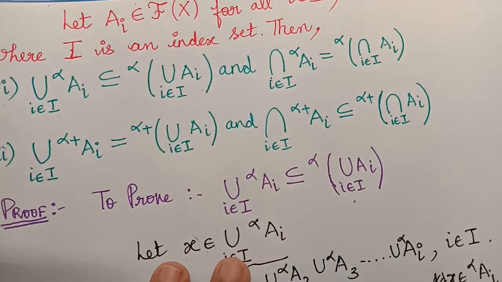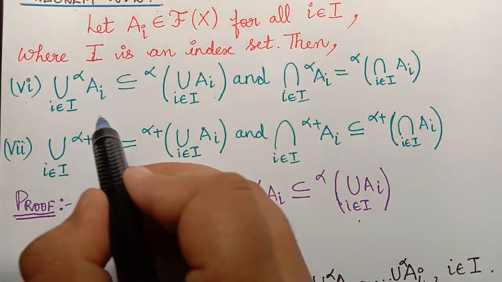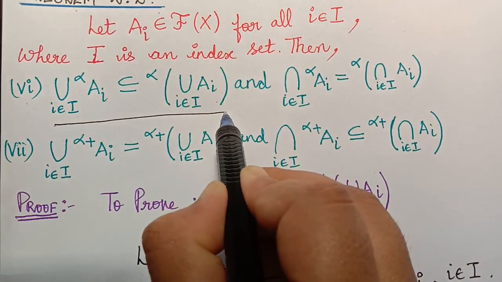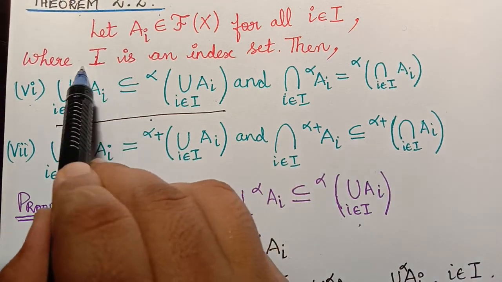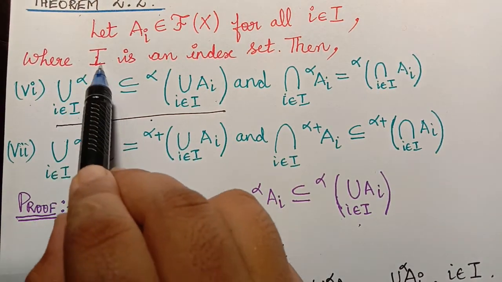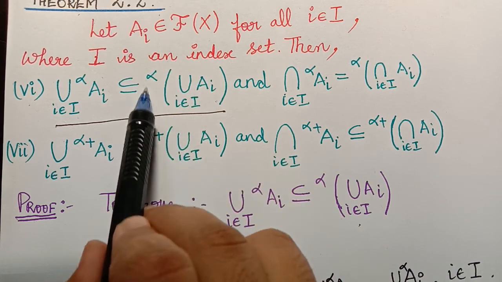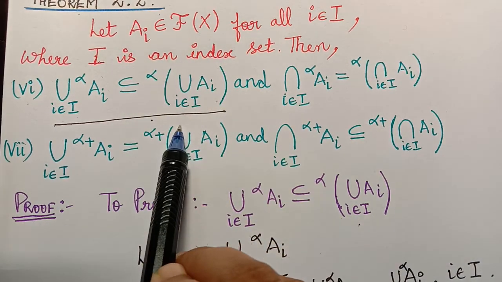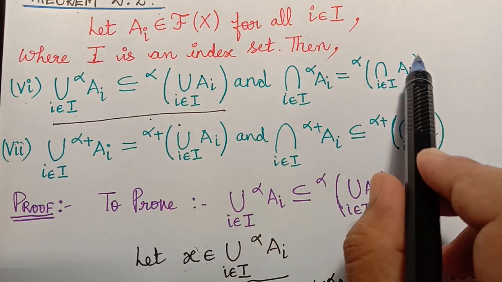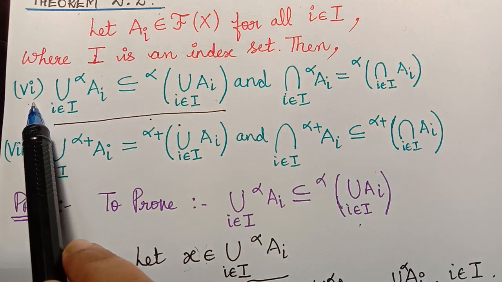So in our previous video we have proved that this is a subset of this. And in this video we have proved that union of alpha cut of AI is not equal to alpha cut of union of AI. So in our next video we will be proving the second part of our property 6.